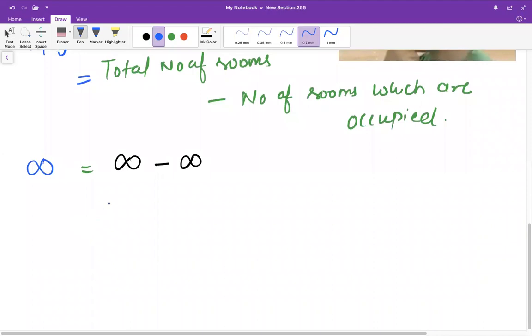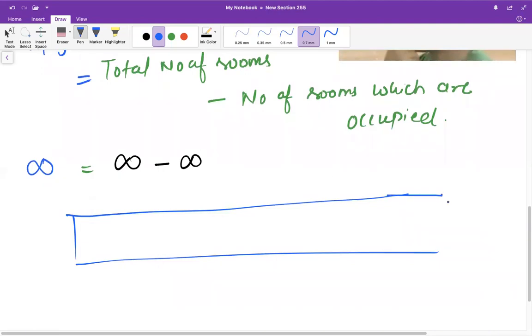So obviously I can't draw all the rooms, but let's take a situation where the rooms are in this pattern. There's no stop, it keeps going. What you need to do is ask the person who is living in the first room, please shift to the second room.